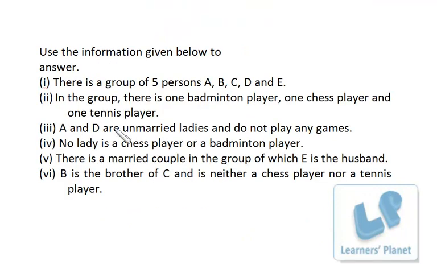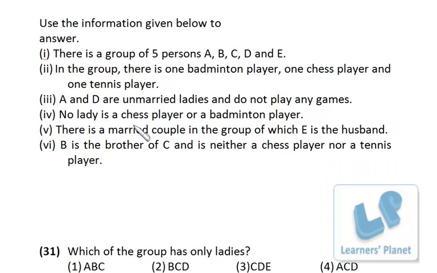Now let's try this one. There's a group of 5 persons, A, B, C, D, E. In the group there is 1 badminton player, 1 chess player, and 1 tennis player. A and D are unmarried ladies who do not play any games. Okay, once again we have the combination of persons, that is males and females, and players, right? So I just write down name, player, in fact, which game they play, right?